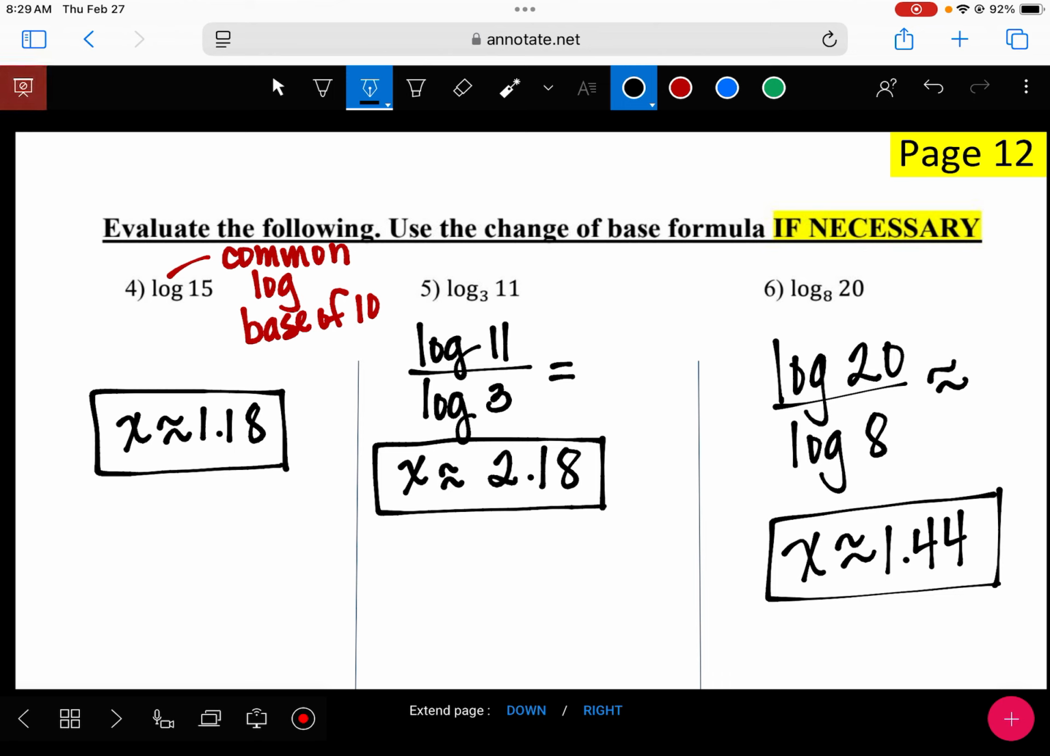All right, who agrees with my 5 and 6? Who got numbers close to that for 5 and 6? Any questions?